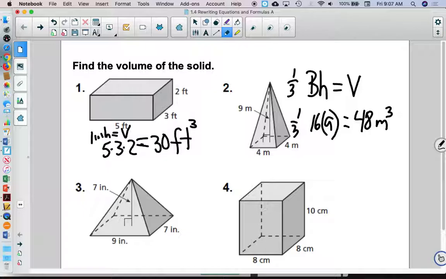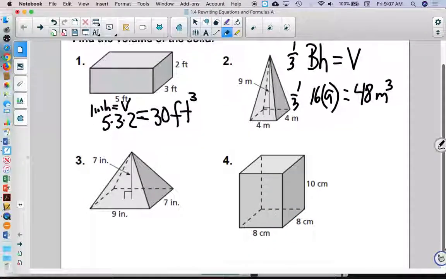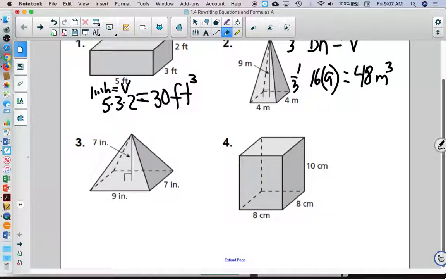So, with that being said, what is the volume of the one on the bottom, number 3? We got our formula now, right? Is it the same formula for this one? It's going to be the same, isn't it? Yes. Sure it is. So what are we going to do? We're going to say 1/3.